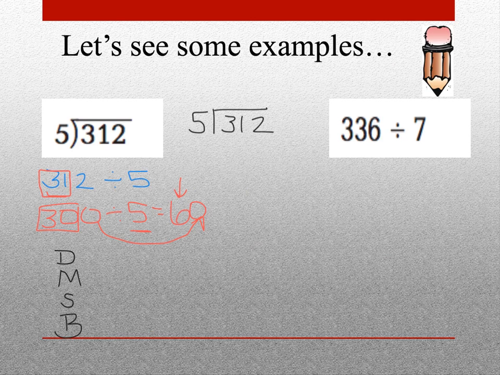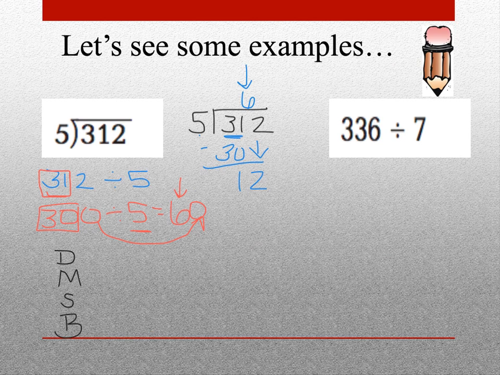First, I know I'm going to be starting in the tens place, which is right here. 5 doesn't divide into 3, but it does divide into 31. It goes in 6 times. 6 times 5 is 30. Next, I subtract. 31 minus 30 is 1. Final step, bring down the 2.